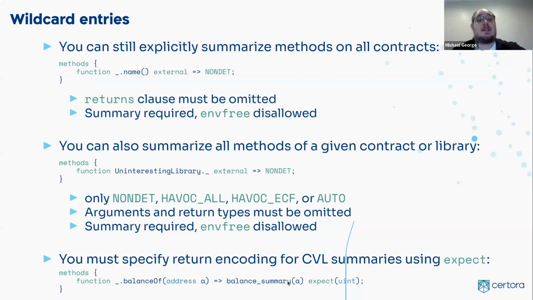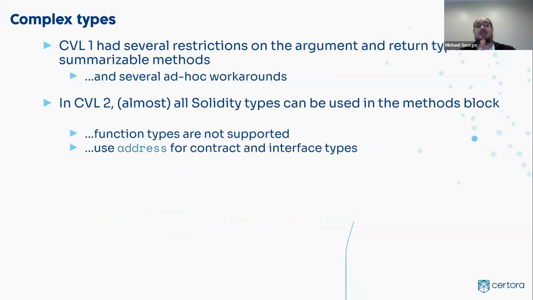Okay. The third part of the CVL2 changes to the methods block I want to talk about is that we now support more complex types. So in CVL1, if you had functions that took structs or returned structs, or if you wanted to work with enums or other user-defined types, in some cases you just couldn't do it, and in other cases you had to use an ad hoc workaround like interpreting a struct as a tuple and breaking out its fields manually. And it was complex and difficult to work with.